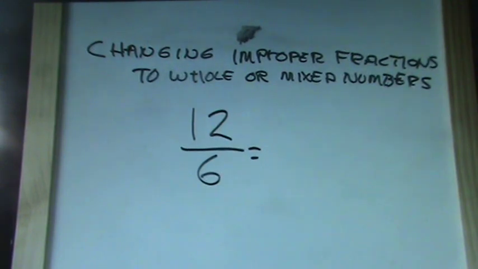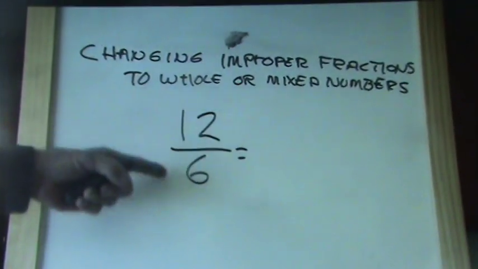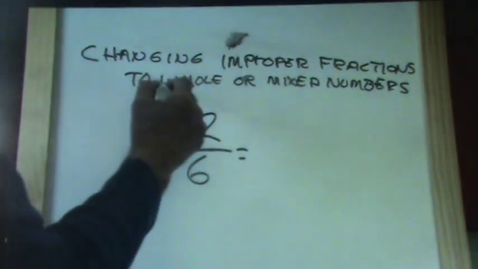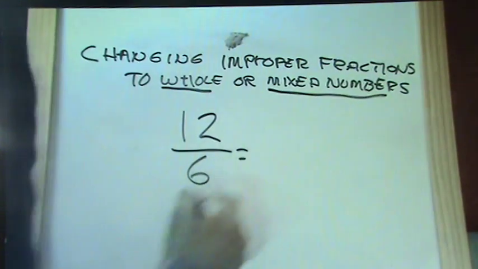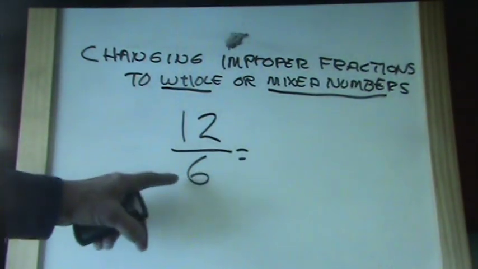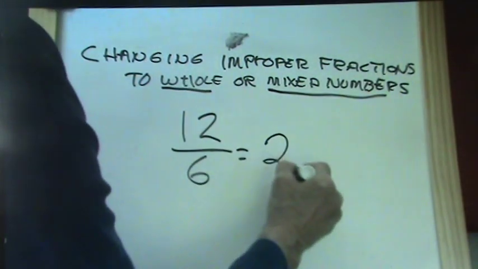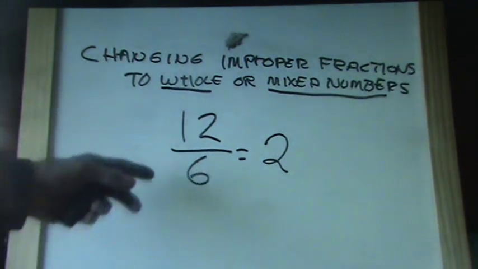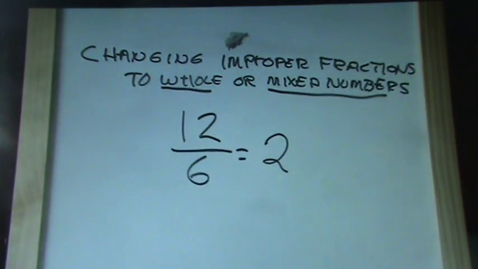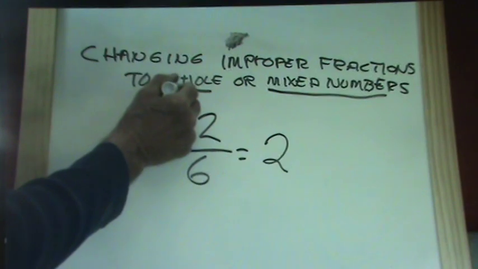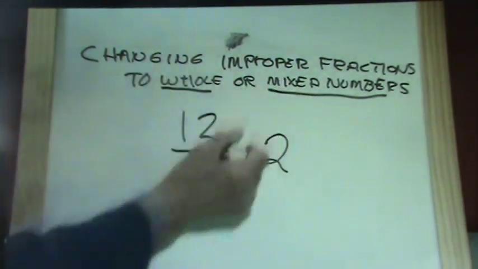Well, let's take a look here. I have the fraction 12/6. That's an improper fraction, and I need to change it into either a whole number or a mixed number. So, process is the same. I divide the denominator into the numerator. 6 will go into 12 2 times. Now, is there anything left over? No, there's nothing left over, so that's it. That's the answer. So we've taken this improper fraction and changed it into a whole number. Sometimes it'll be a whole number, other times it'll be a mixed number.